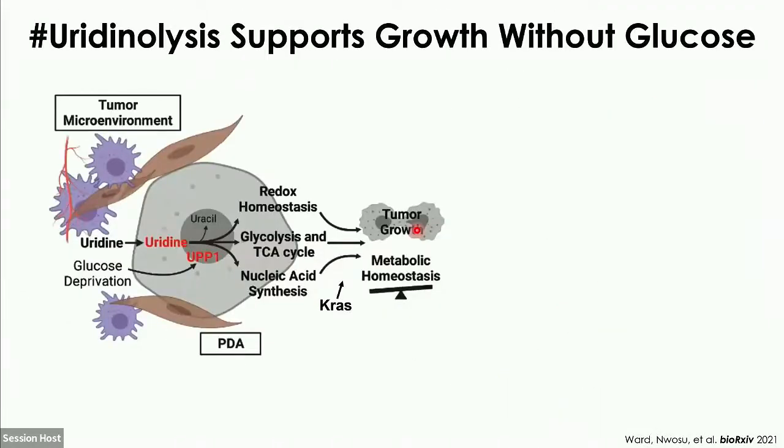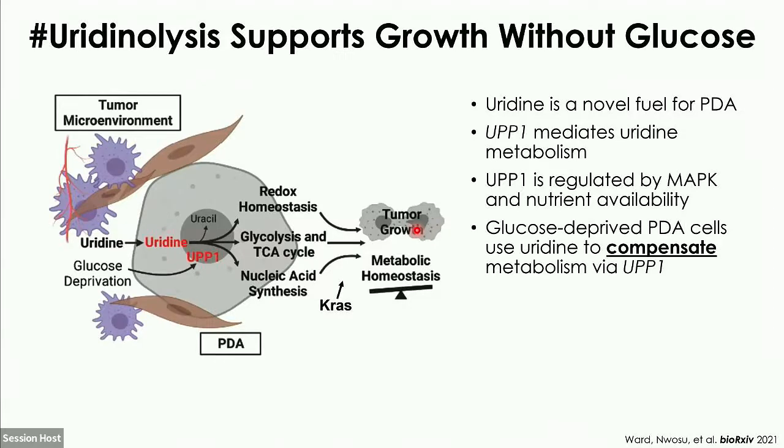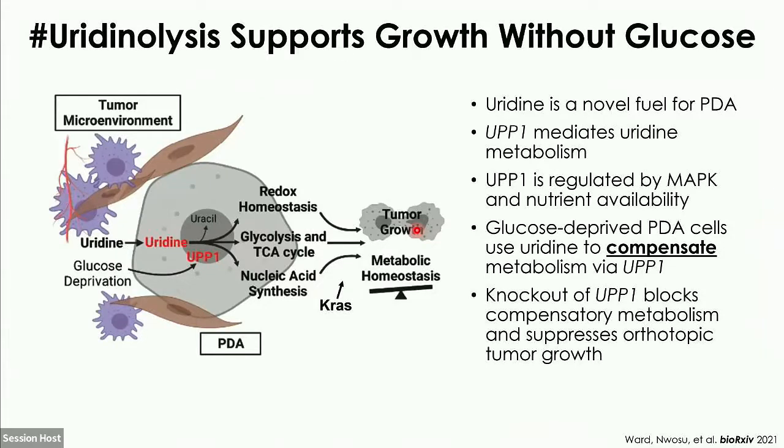In summary, we found that uridine is a novel fuel in pancreatic cancer, whose metabolism is mediated by UPP1. UPP1 expression is regulated by KRAS MAPK signaling, and this is augmented by nutrient availability. Finally, we show that UPP1 inhibition is growth inhibitory in immunocompetent orthotopic pancreatic tumor models.